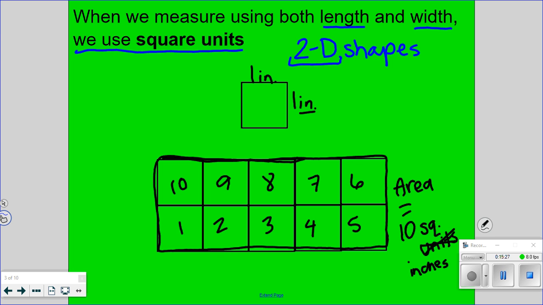Because that's how big my squares are. If I had a really big square and it was 1 square foot by 1 square foot, I might say that it is 10 square feet. Victor? You have to draw the square.